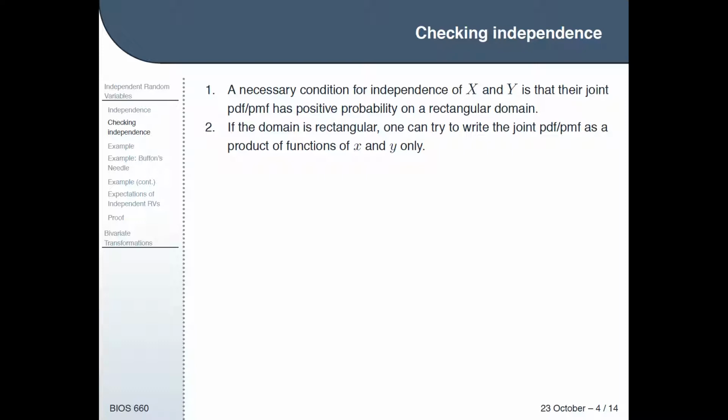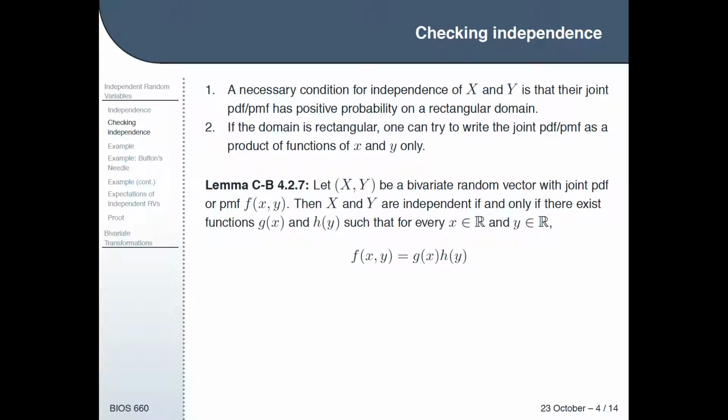And if the domain's rectangular, we'll see another couple examples of joint random variables whose domain is not rectangular in a few minutes. If the domain is rectangular, then you can try to write the joint PDF or joint PMF as the product of functions of x only and y only.